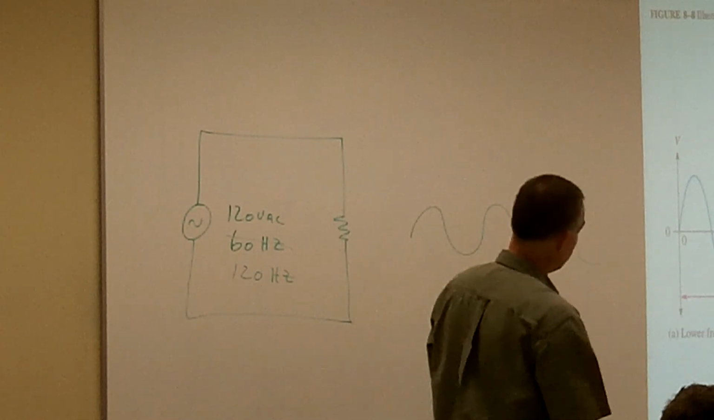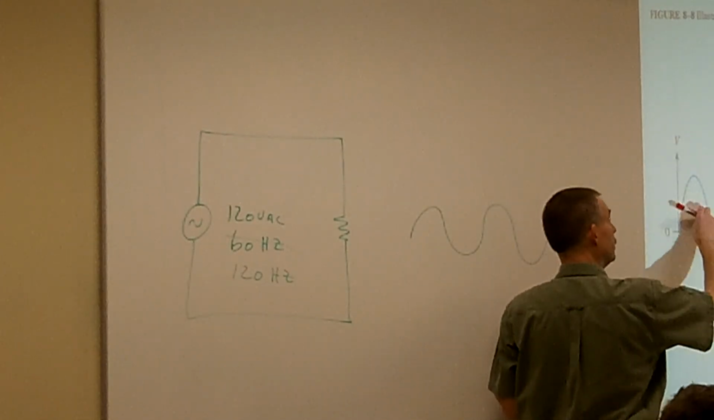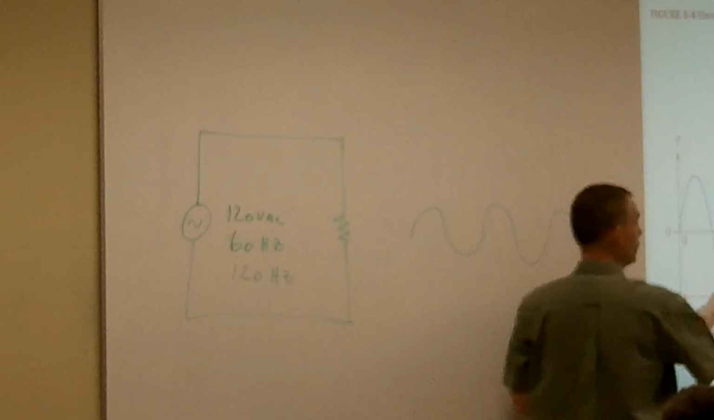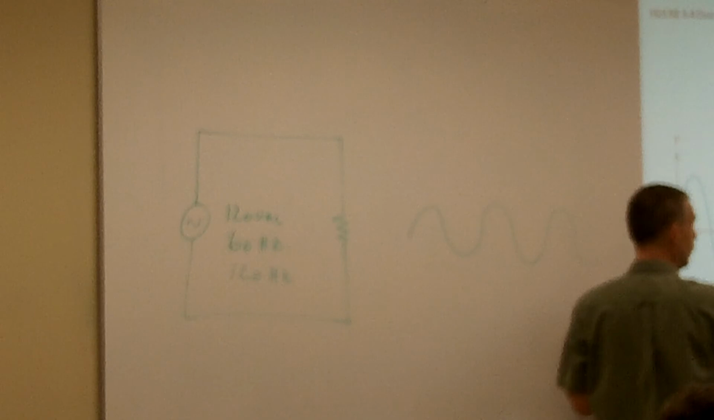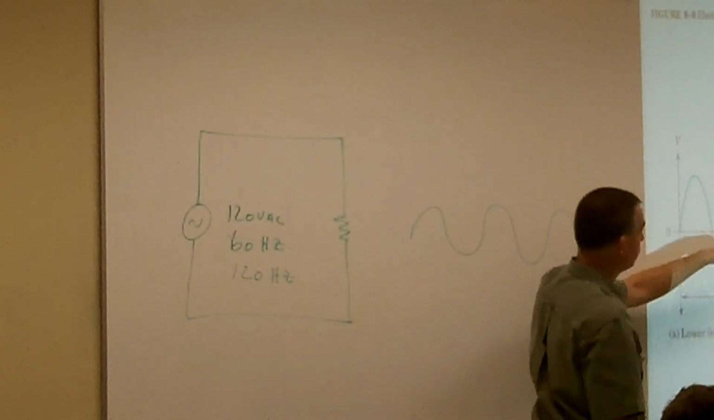And our frequency then is inversely proportional to our time. So if I know how long an amount of time it took for it to complete one cycle, I can calculate out what my frequency would be.